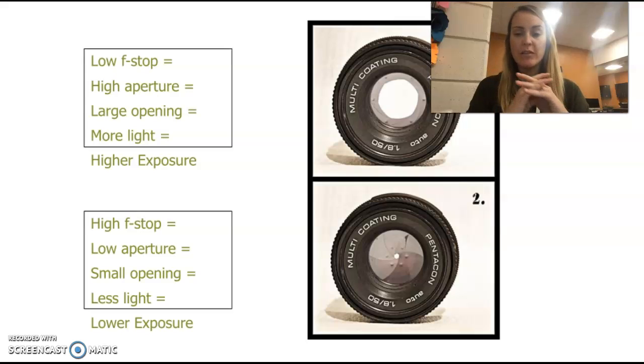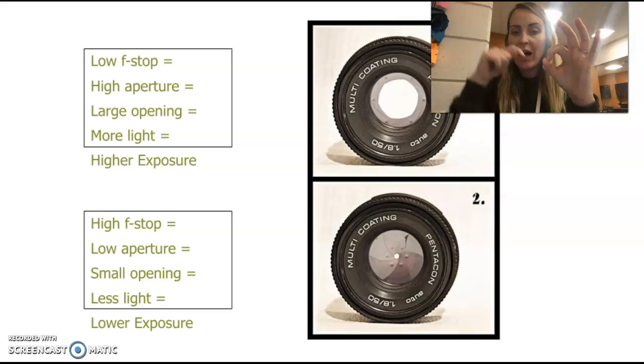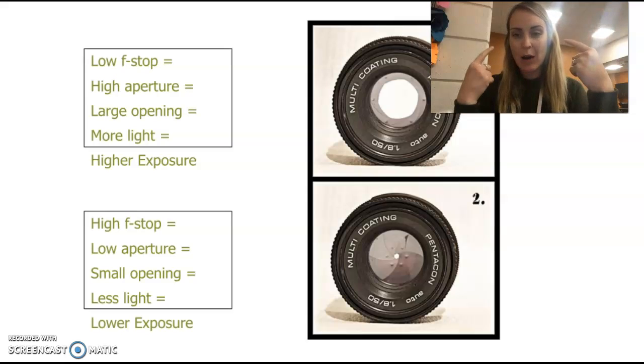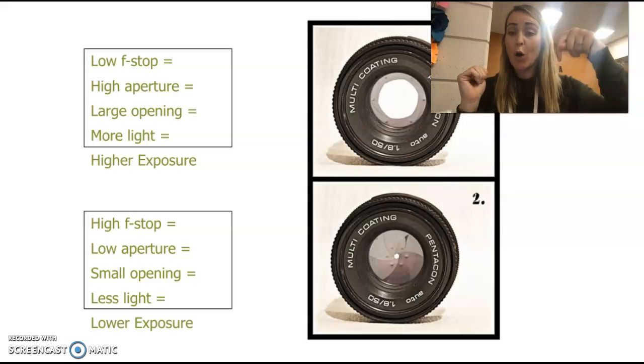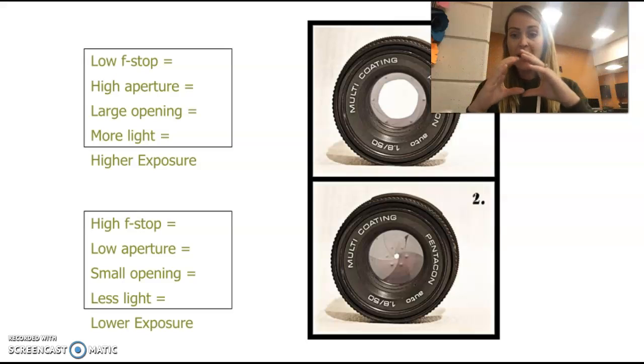Okay, so you'll notice at the very top image, that aperture is wide open. We call that a low f-stop. I know that's kind of counterintuitive. Aperture is hard to understand in the sense that it's opposite of what you'd think it is, okay? So a low f-stop actually indicates a large aperture, okay? A low f-stop indicates a large aperture.